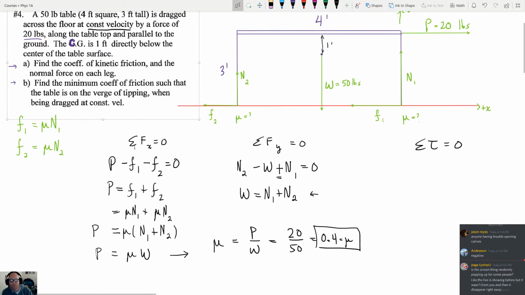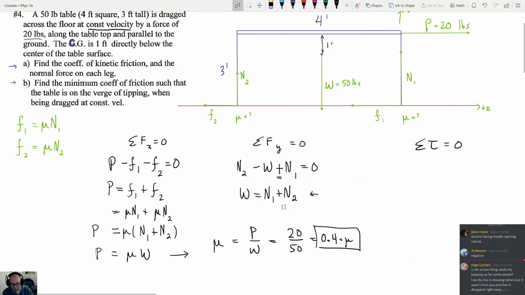Okay, so we solved for the coefficient of kinetic friction by using the normal method of the conditions of equilibrium. So net force in the x direction equals 0, net force in the y direction equals 0, and we haven't done the torque one yet, but we will this time. So in the x direction we had P and the friction forces, and we reduced that down, and eventually we found this relationship. And then over here, weight is equal to N1 plus N2.